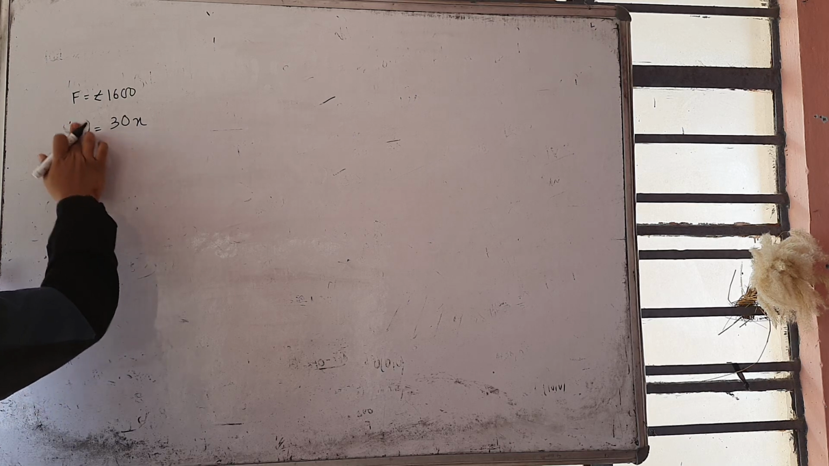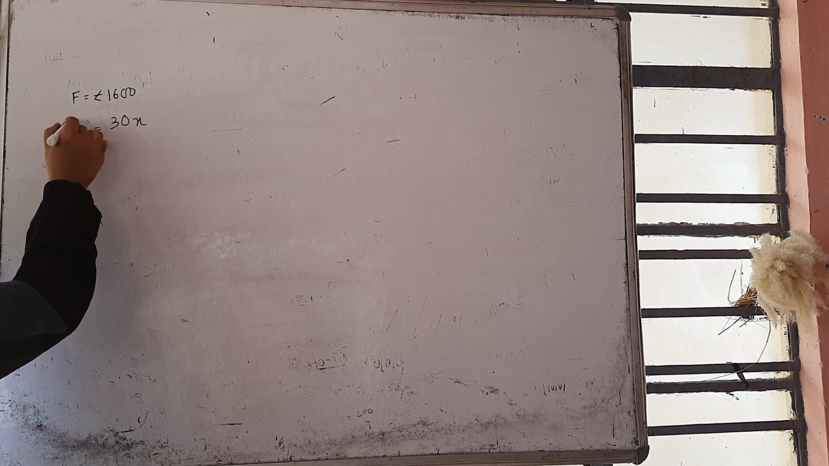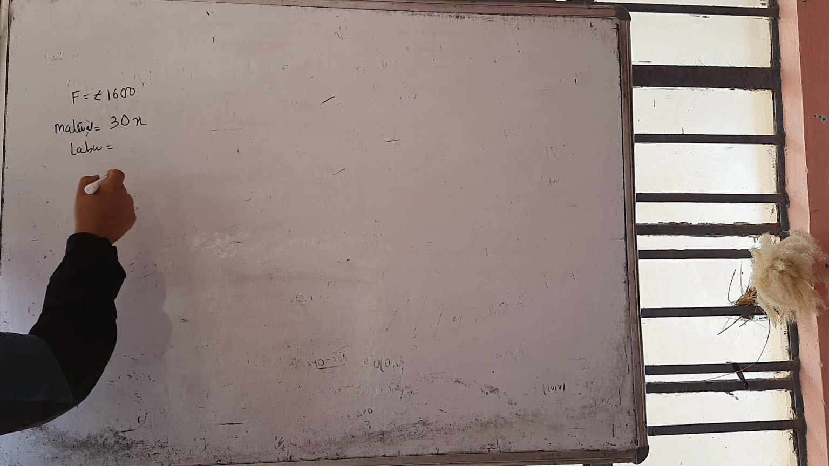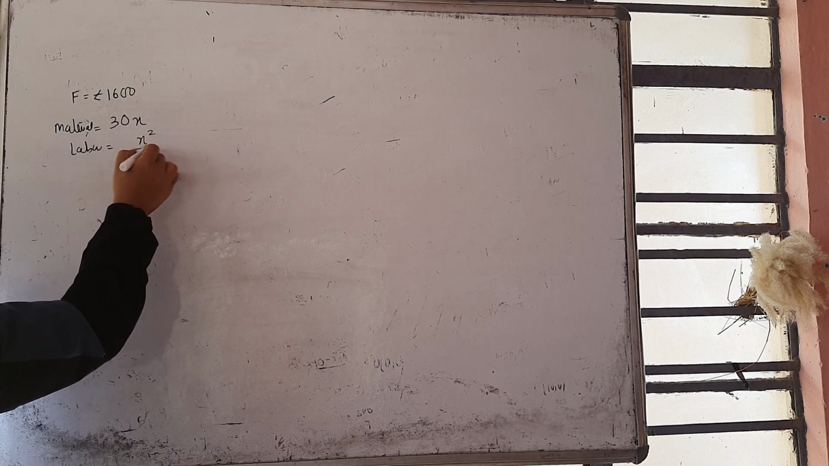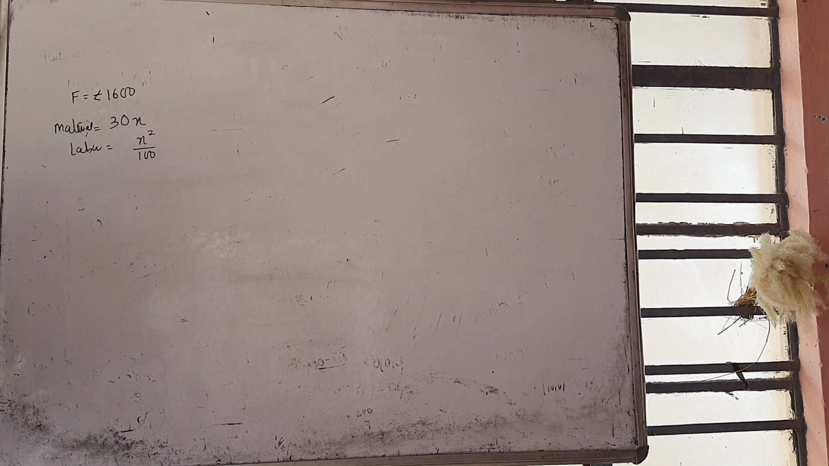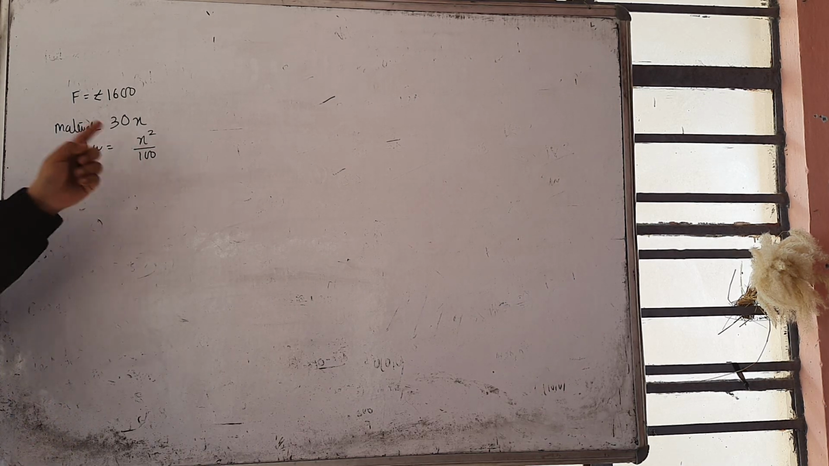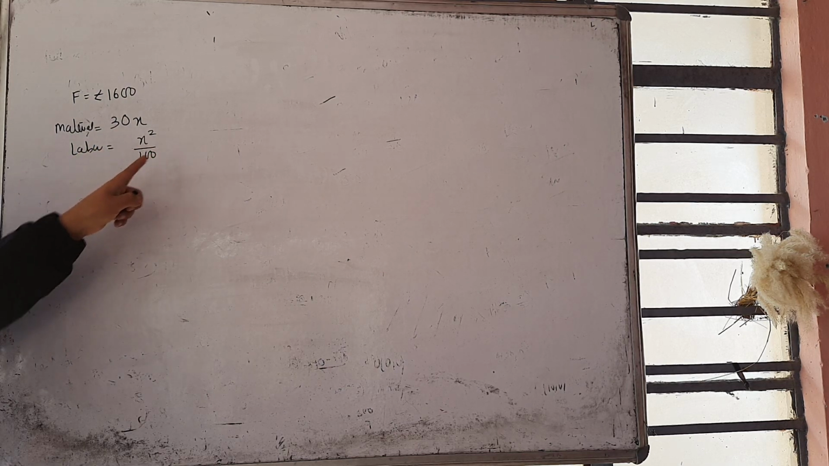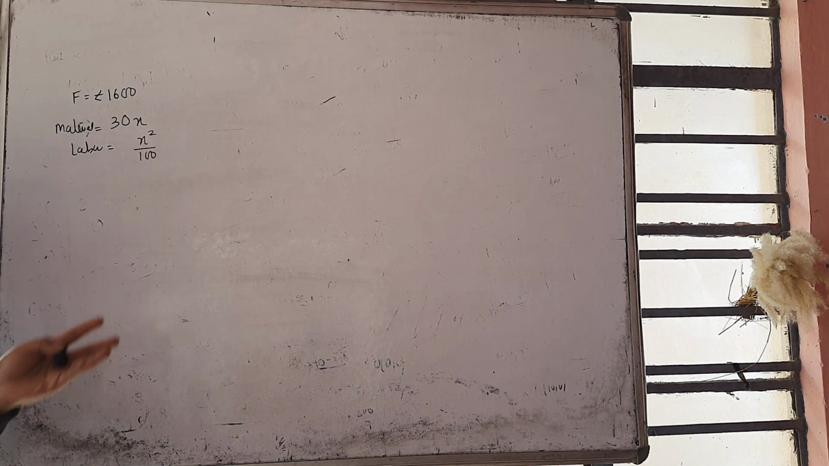And the labor cost is x square by 100 for x units. That means total for x units only, so you don't multiply with x. Is it clear? Out here it was given 30 for one item, so for x items it is going to be 30x. But for this, for x items, the labor cost is x square by 100.